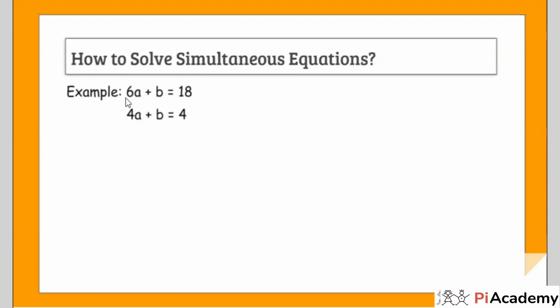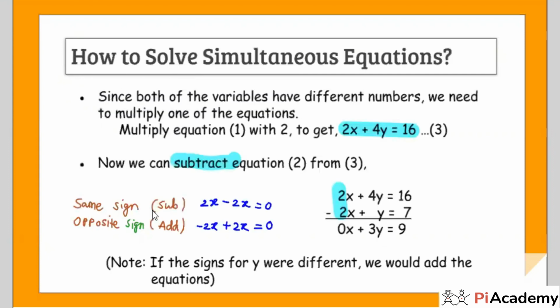Here, what can you see, what are the coefficients? Just write it down here. 6 and 4 you have, right? They are not the same, right? If you want to eliminate, you must have those things the same, okay? So here, if you look at the coefficient of b, they are the same. You have 1 and 1, right? And now I already told you, if you have the same sign, then you are going to subtract, okay? Same sign, do the subtract, okay?